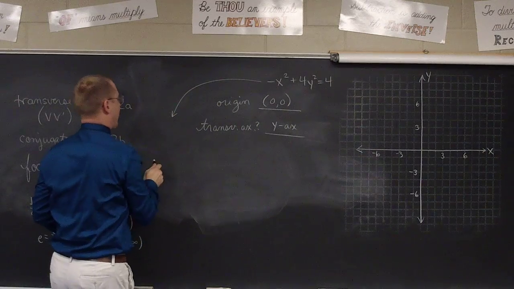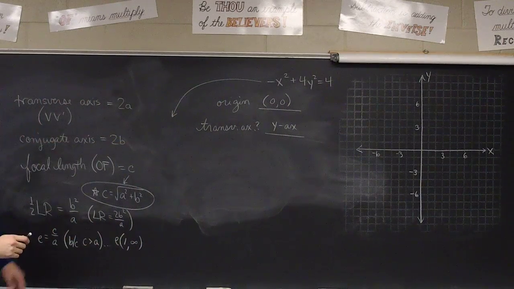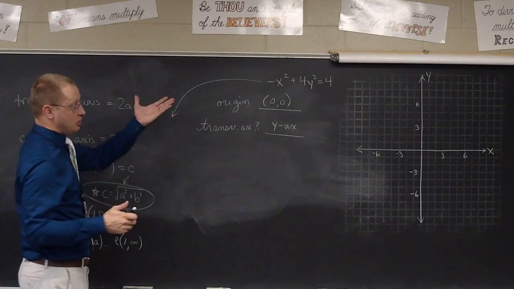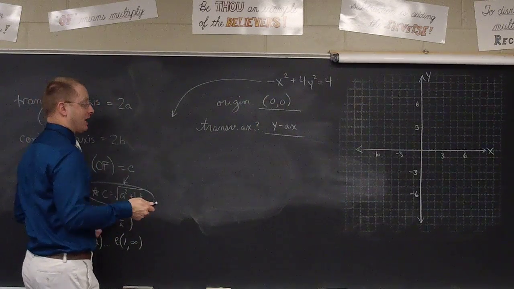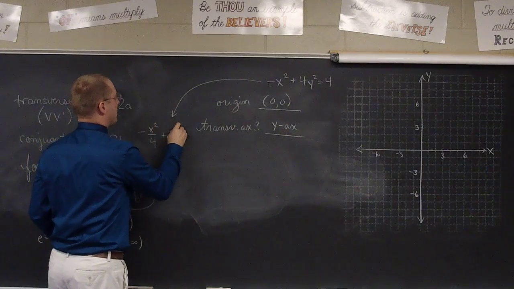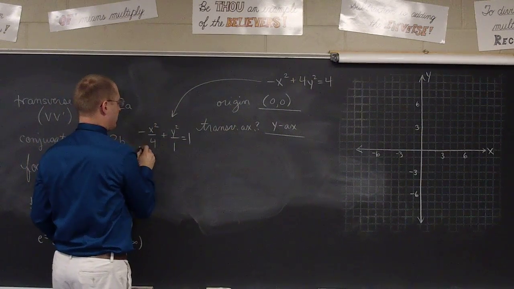Let's get it into the hyperbolic form. And I just erased the hyperbolic form. The hyperbolic form, like the elliptical form, is set equal to 1. So to set this equal to 1, we divide everything by 4. And we get negative x squared over 4 plus y squared over 1 equals 1.